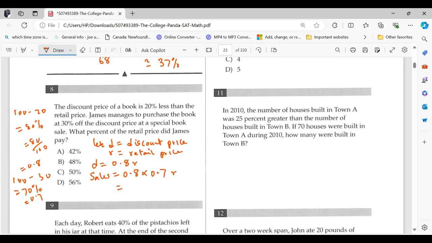So all this together will give us 0.56R. So this is 56% of the retail price. If you look at 0.56, multiply by 100 to turn it into a percentage, or turn it into a fraction whose denominator is 100, because that's what percentage is. Percentage is a fraction whose denominator is 100. So this 56 over 100 is 56% of the retail price. So we have option D.